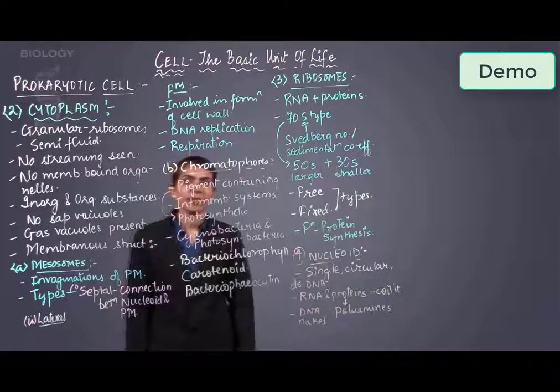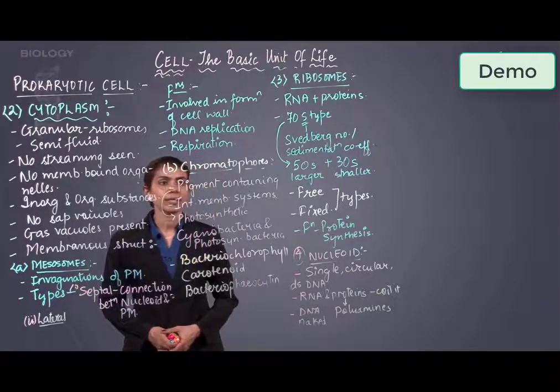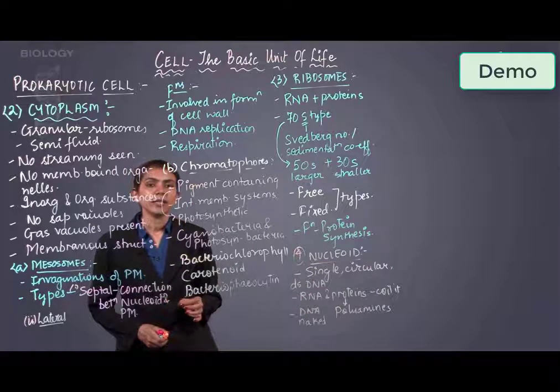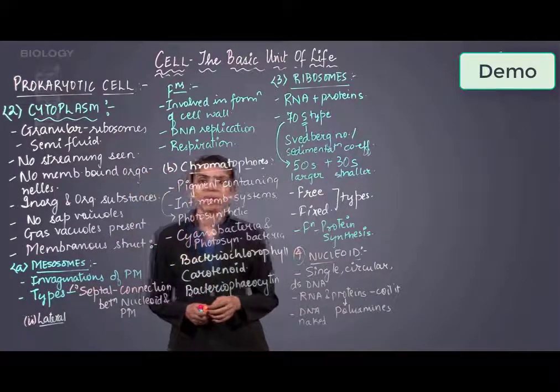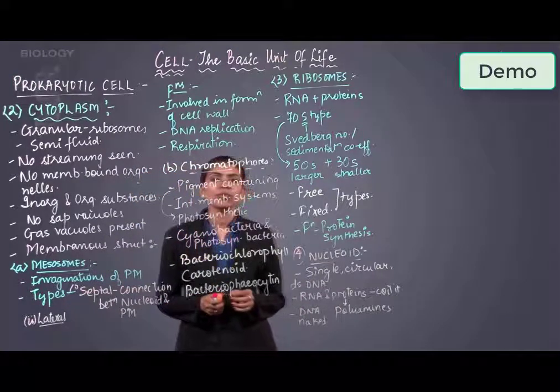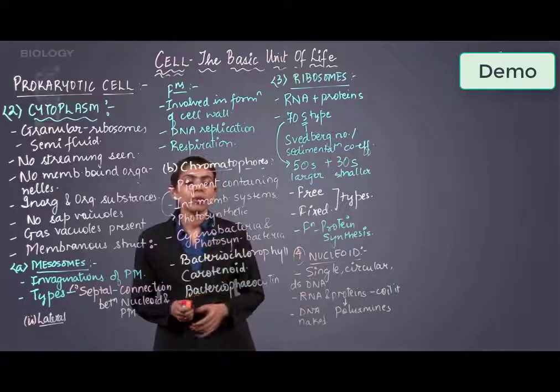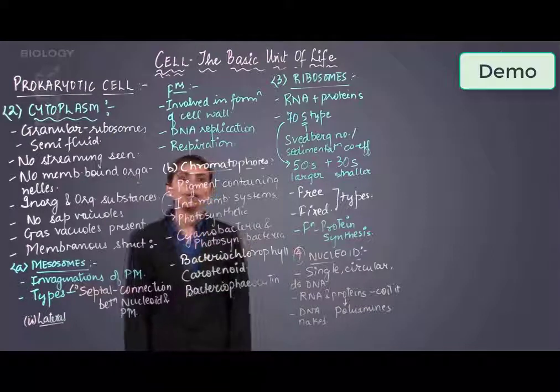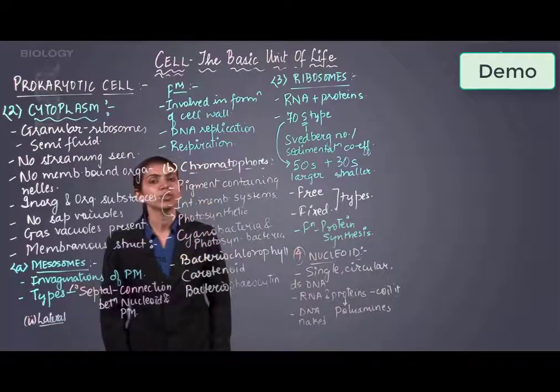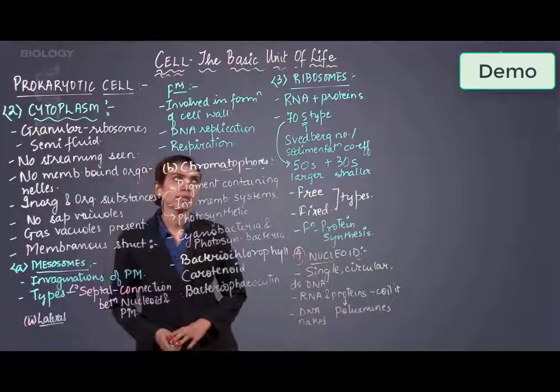Chromatophores are the second membranous structures found in the cytoplasm. These are pigment containing structures, mainly photosynthetic pigment. So chromatophores are found in photosynthetic bacteria and in cyanobacteria. The pigments present here are mainly bacteriochlorophyll, bacteriophycocyanin, and carotenoids.